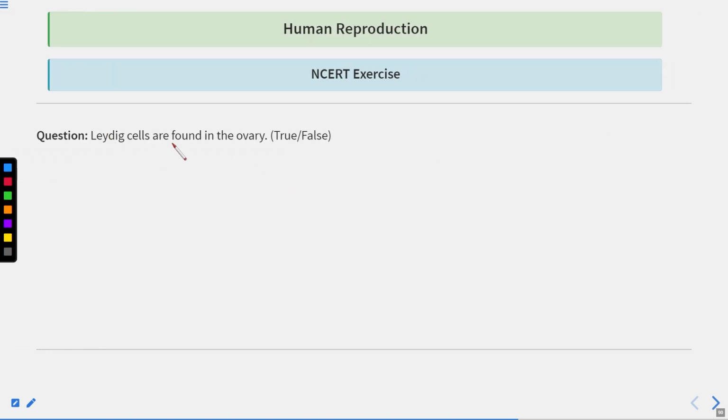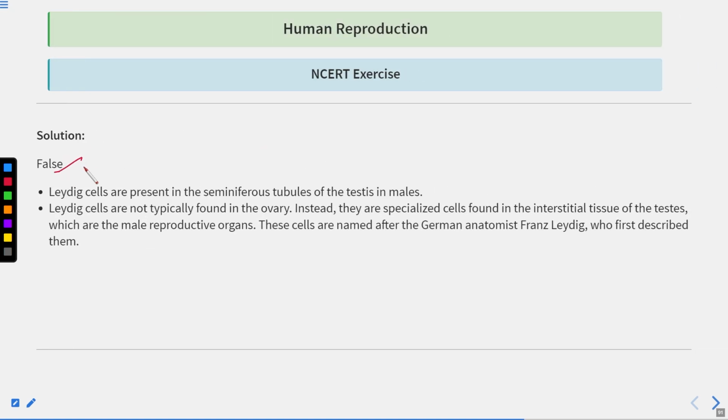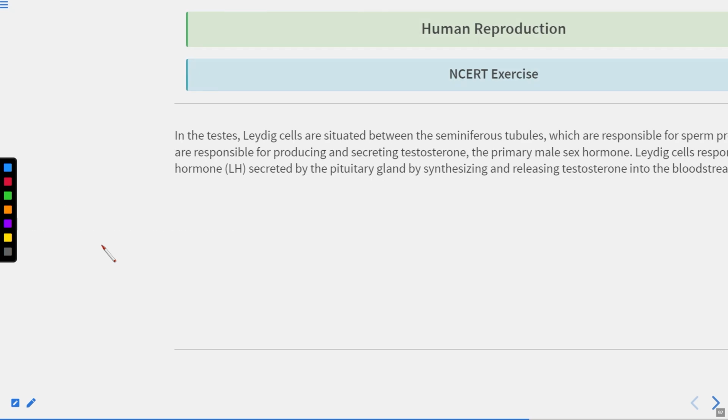Clear? Next: Leydig cells are found in the ovary. Is this true or false? This is obviously false, because Leydig cells are present in the testes of the male. So these are not found in the ovaries. Instead, they are specialized cells found in the interstitial tissue of the testes of the male reproductive organs. These cells were named after the German anatomist, who was studying the anatomy, meaning the internal structure, Franz Leydig, who first proposed them.